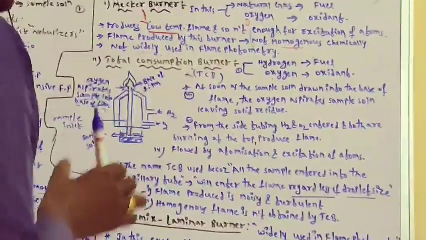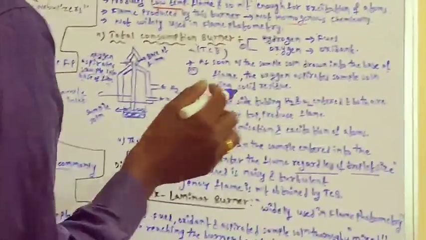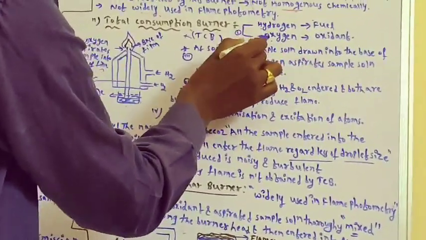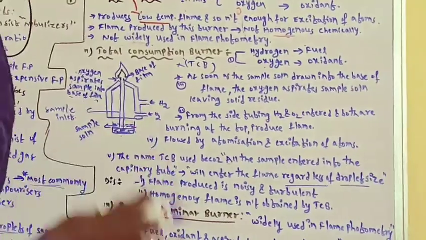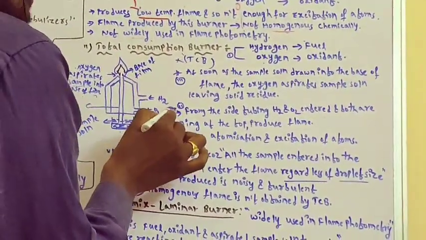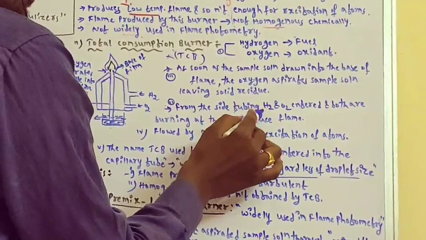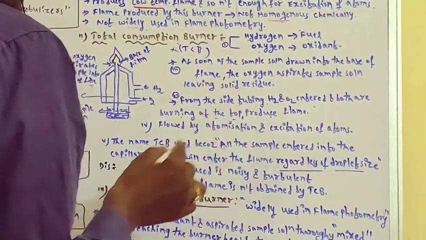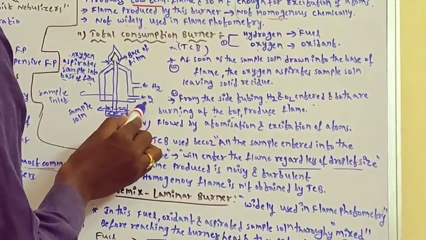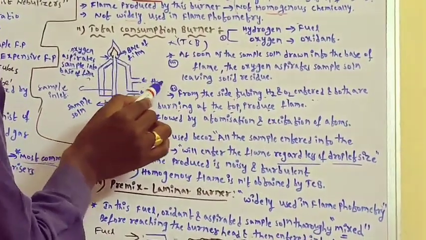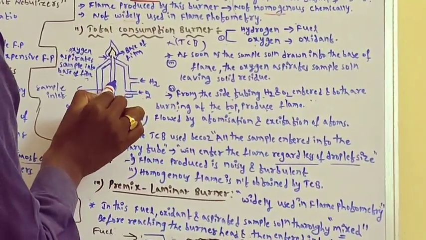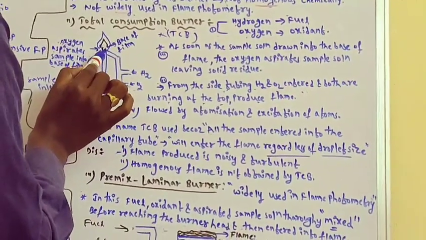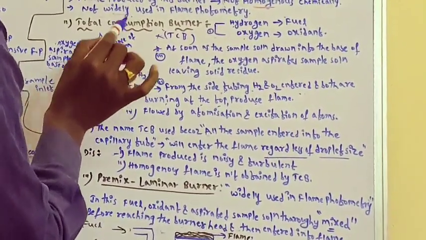Let's see the working and importance of TCB. First point, hydrogen is used as a fuel and oxygen is used as an oxidant in this TCB. Second point, from the side tubing, hydrogen and oxygen enter and both are burning at the top and produce the flame. It will reach here, burn here and produce the flame.